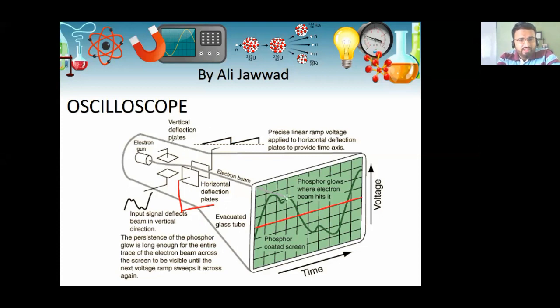On the vertical deflection plates, the device whose waveform is required is connected. It can be a DC battery, or it can be a microphone, or it can be an AC voltage supply. So now let us discuss how the oscilloscope works.